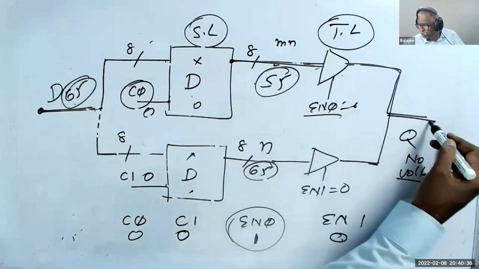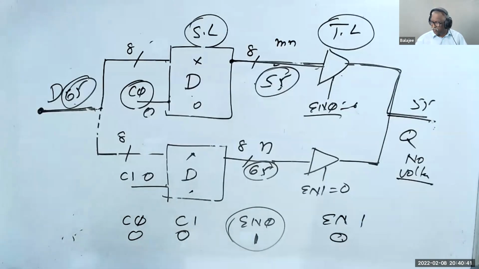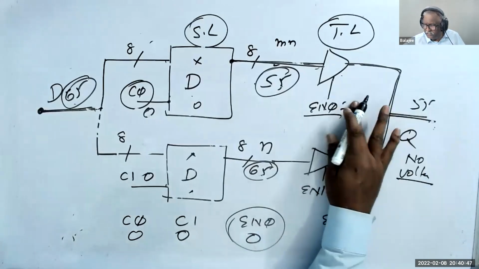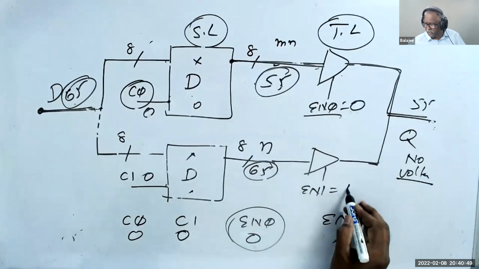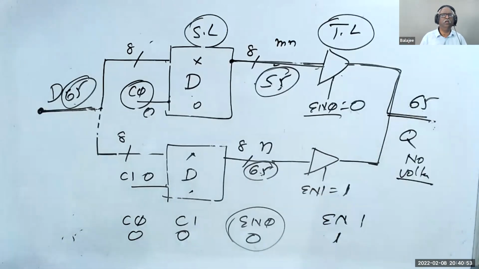Now this Q becomes how much? 55. If you make enable 1 as a 1, and enable 0 is 0, then the 65 will go out. Do you understand now what I am doing? If you understand that, I'm happy.